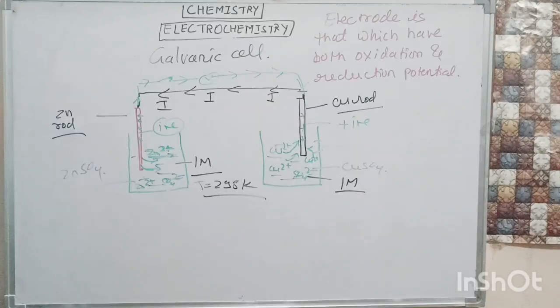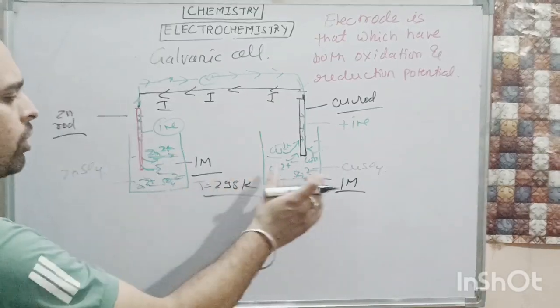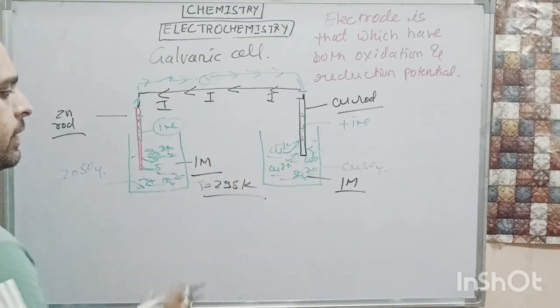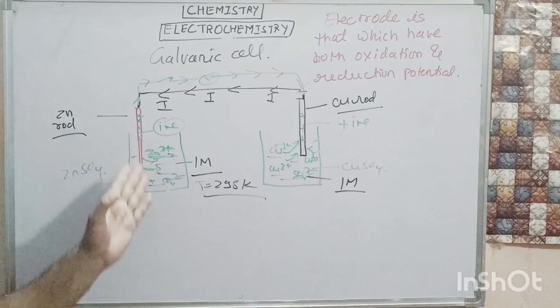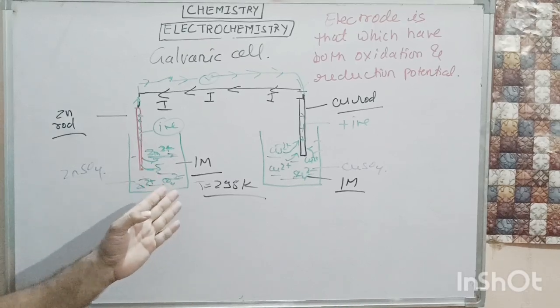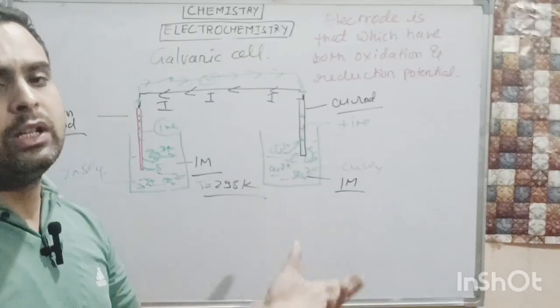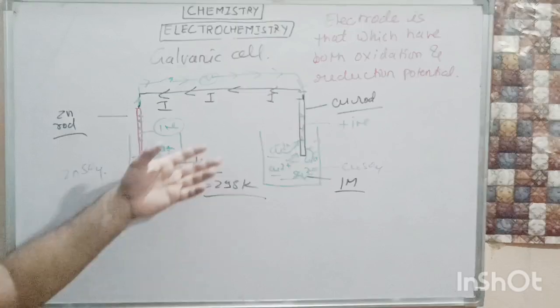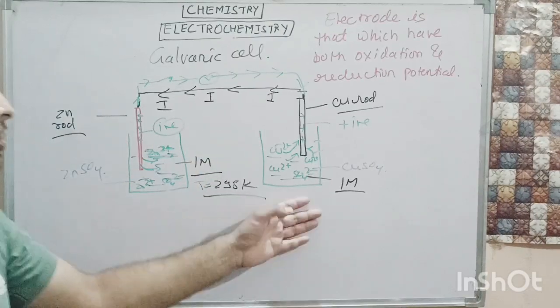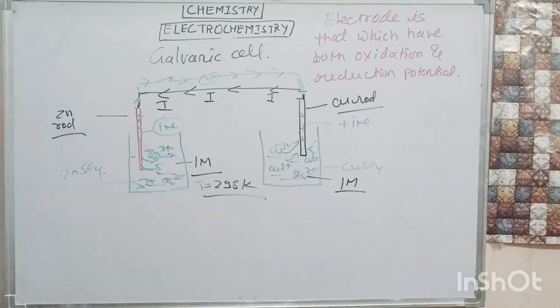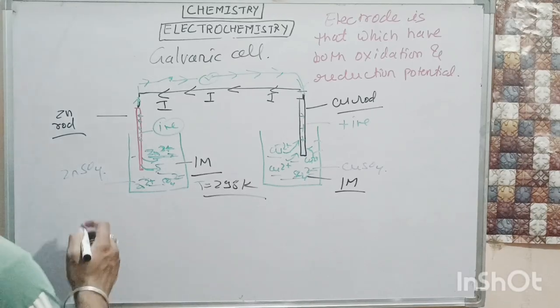When this happens, the solution has an enormous number of ions on both sides, which are liberated by the zinc rod into the zinc sulfate solution and by the copper rod into the copper sulfate solution. So this solution gets positive and this solution gets negative. When this solution gets positive and this one gets negative, what happens?